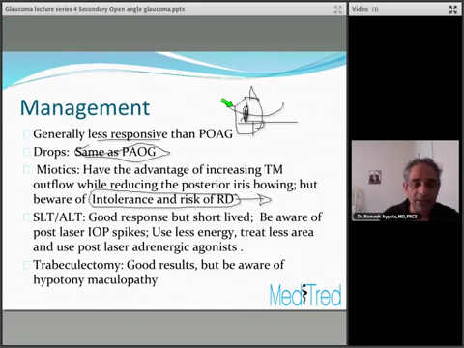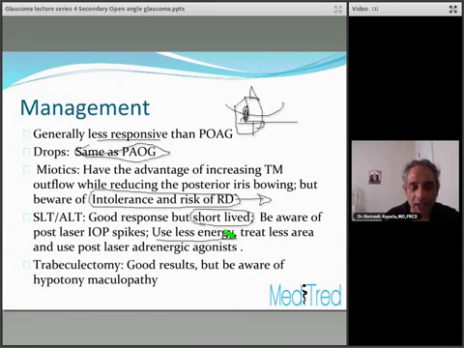SLT or ALT, they have good response, but short-lived. The reason why it's short-lived is because of the continued release of the pigment that feeds into the trabecular meshwork. Be aware of the post-laser IOP spikes in these patients, so use less energy, treat less area, and use post-laser adrenergic agonists to decrease the risk of spike.